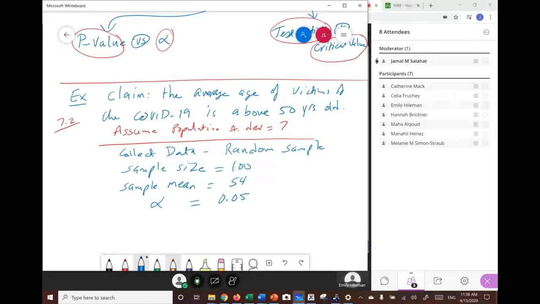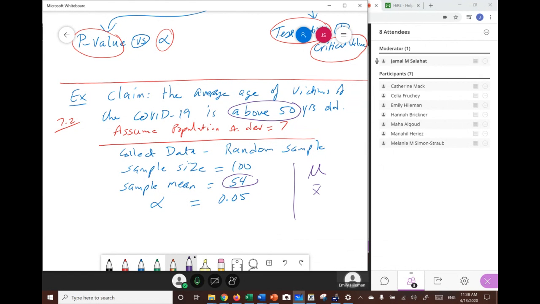Notice that it is very dangerous to stop here and say, listen, the claim says above 50, and my sample said 54. 54 is above 50, therefore the claim is right. This is very dangerous. Don't do it. I'll tell you why. The claim is about everybody. The claim is about mu. And your sample is about the sample mean, x bar.